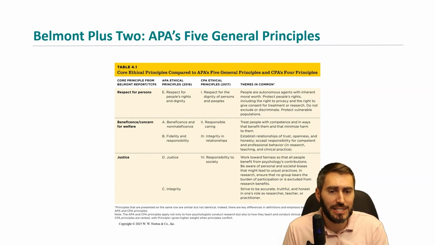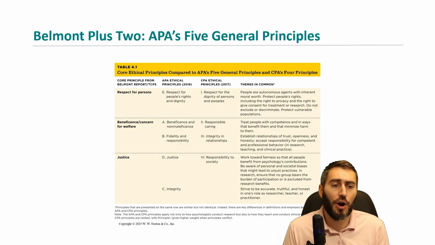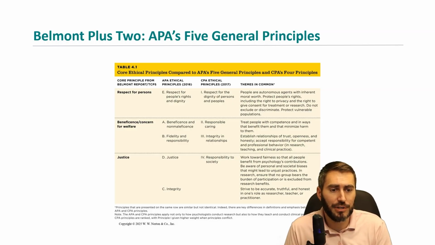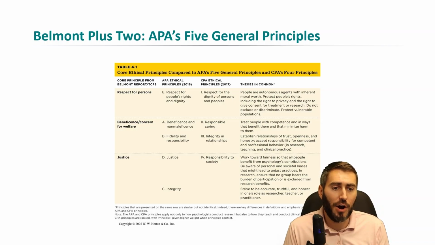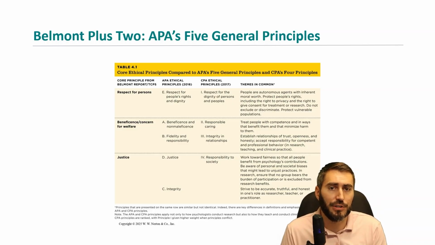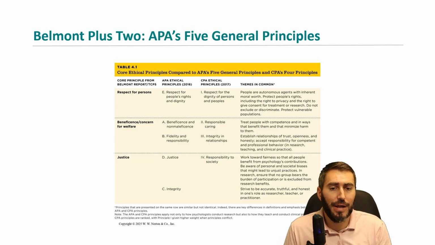And then we see the justice component break down into two categories again. We have just that core justice, which is what we talked about, making sure those that are bearing the burden of the research, participating in it, are also able to benefit from that research. And then that breaks down into the last component here, integrity, which is just striving to be accurate and honest in one's reporting and research as they're practicing. So again, really just a more detailed way of breaking down these components that APA likes to organize and structure from this perspective.